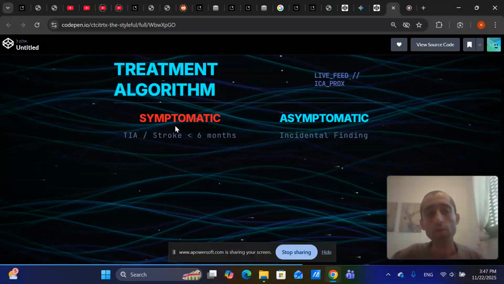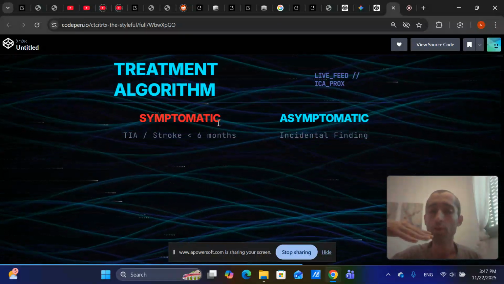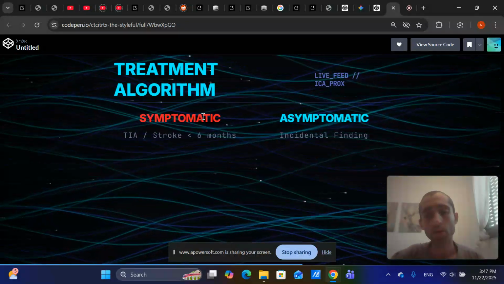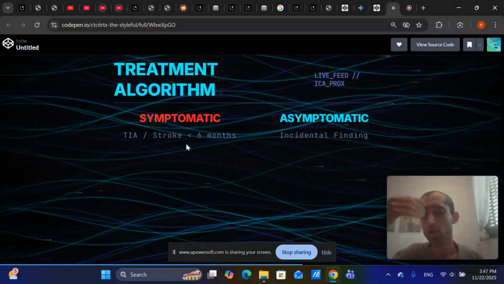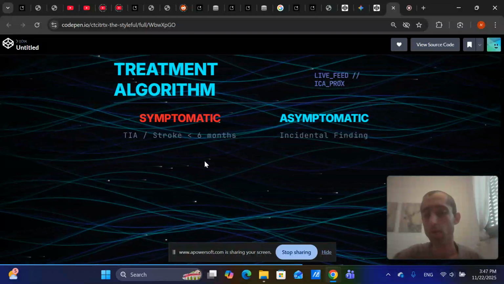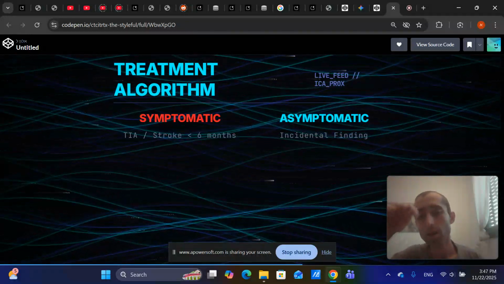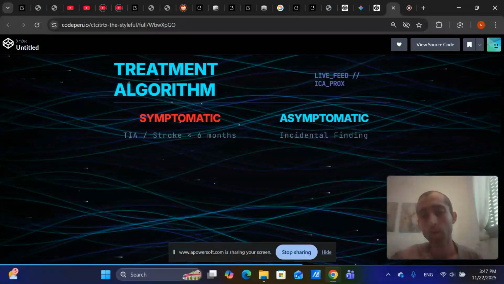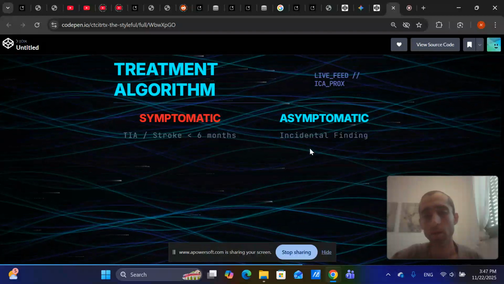So we divide them to symptomatic and asymptomatic. As you can understand, symptomatic will have much lower threshold for intervention compared to asymptomatic patients. And when we say symptomatic, we usually say that it should have some neurological event in the last 6 months, TIA, stroke, amaurosis fugax, something that will tell us that this stenosis may be symptomatic and draw emboli to the brain and cause symptoms to the patient. And asymptomatic, mainly incidental finding in some screening or something.